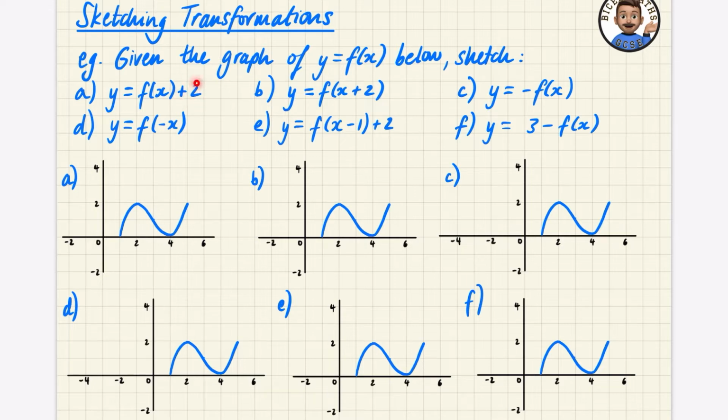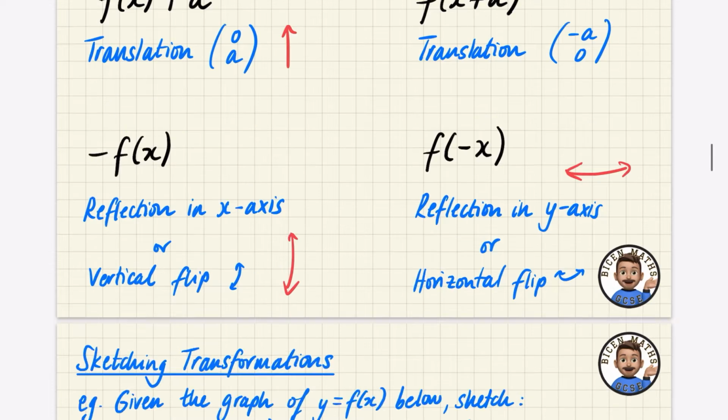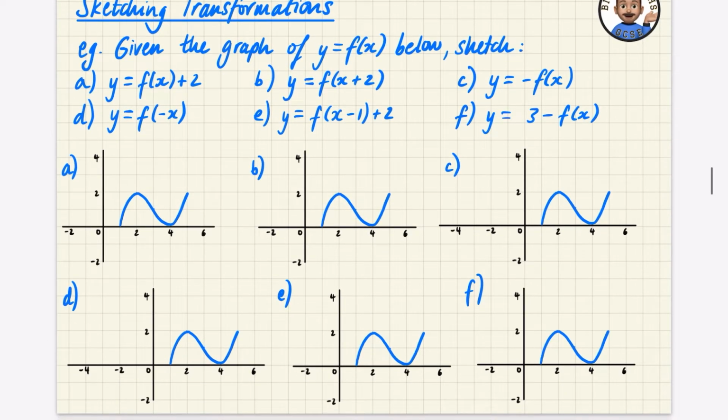It just has a +2 at the end, which, from our summary that we had here, just means it's going to move two spaces upwards. So it is going to be doing a vector (0, 2). That means this coordinate will move to here, this one will move to here, this one will move to here, this one will go to here, and this one will go to here.